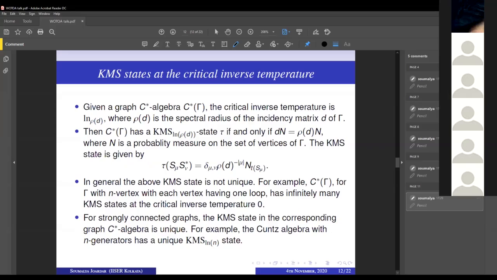Now the question is, at what temperatures does a KMS state exist, and even if it exists, is it unique? These questions are natural and have already been studied in fairly good detail. It turns out that given any graph Gamma, with its graph C*-algebra C*(Gamma), if we denote the spectral radius of Gamma, meaning the spectral radius of the incidence matrix of the graph, by rho, then ln rho is said to be the critical inverse temperature of the graph C*-algebra.